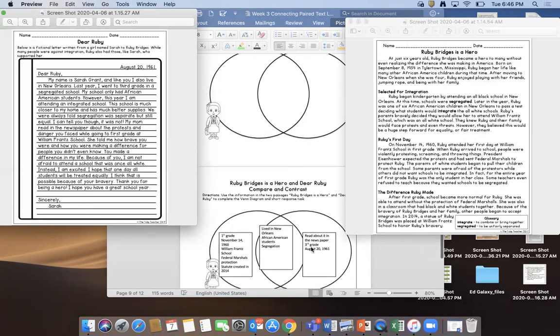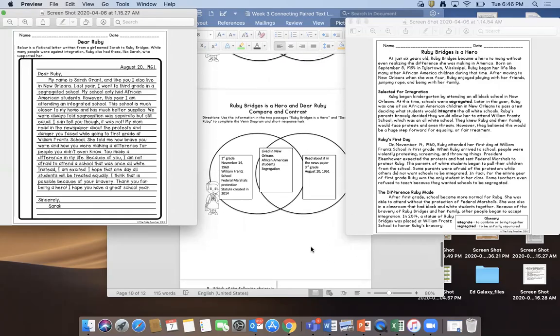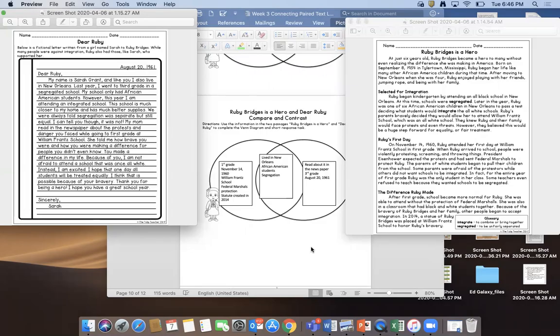Okay, now that you've done that, we'll go ahead and look at a few similarities and differences here. Something similar that both passages included is that they lived in New Orleans before. They were African-American students, and they had to deal with segregation while in school.